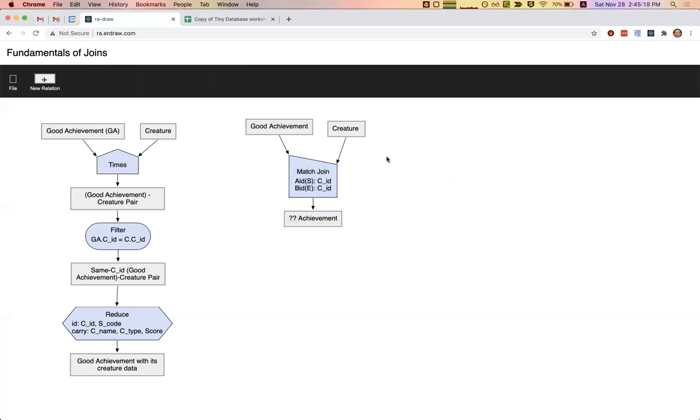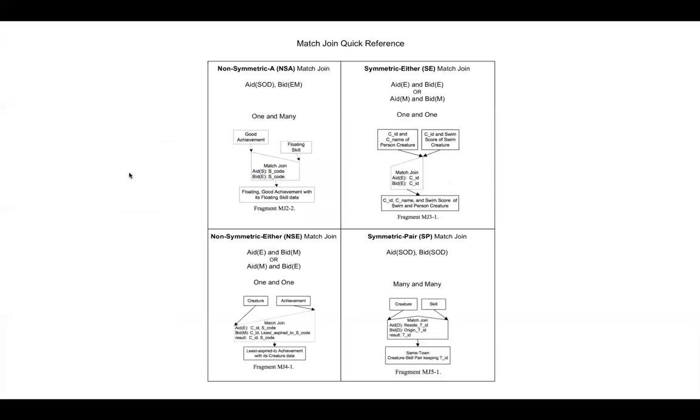This fits the shape of what we call a not symmetric A match join. So that's this first upper left column here. You can see it's pretty similar to the example we have. We have AID of S, BID of E. That means that from the A relation, we're taking some of its identifier to do the match, and from the B relation, we're doing exactly its identifier. And that's a pretty standard, simple join pattern.